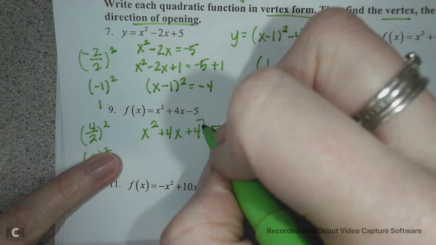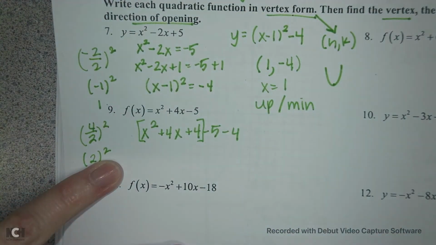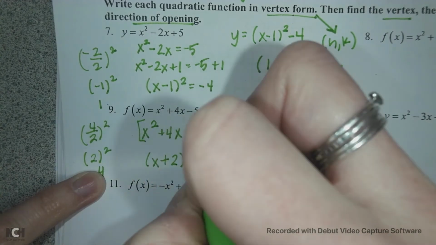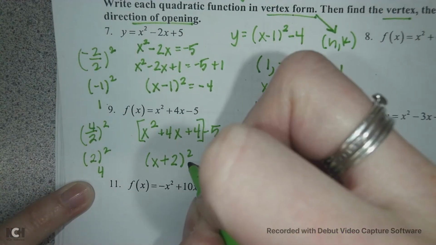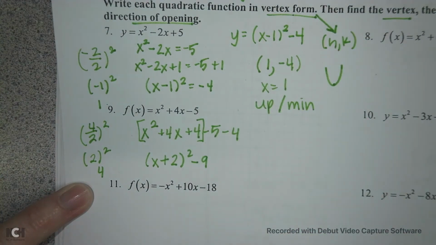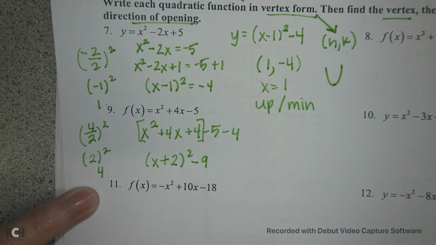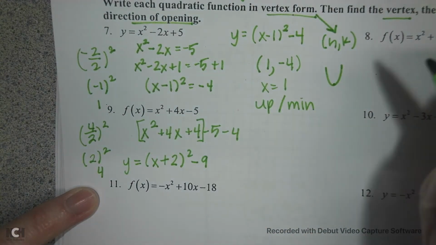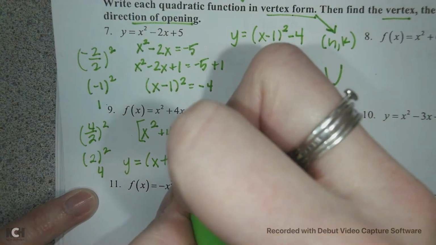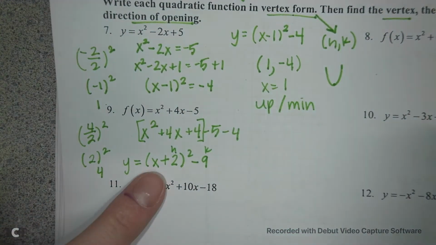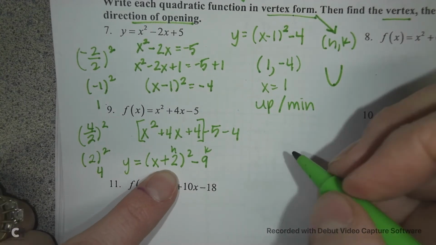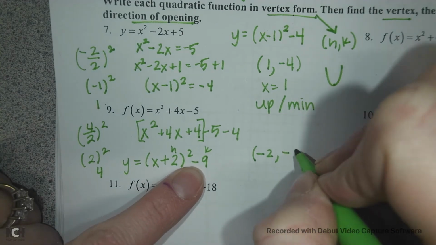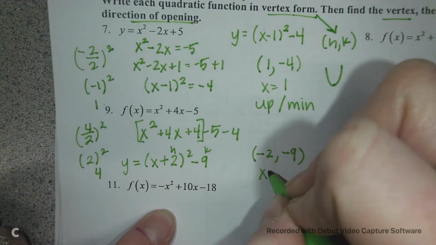So now I'm just going to factor this, my perfect square, and that will be x plus 2 squared, and minus 4, minus 5 minus 4 is negative 9. Okay, so now my equation is in the correct form. So this will be y equals. My h value is by my 2, and my k value is my 9. Remember, my h needs to be negative, so it's opposite of whatever's in here. So my vertex will be negative 2 and negative 9. My axis of symmetry is at x equals negative 2.